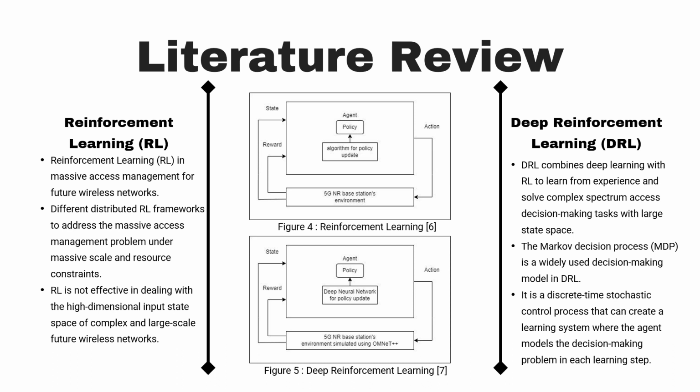The Markov decision process is a widely used decision-making model in DRL. It is a discrete-time stochastic control process that can create a learning system where the agent models the decision-making problem in each learning step.